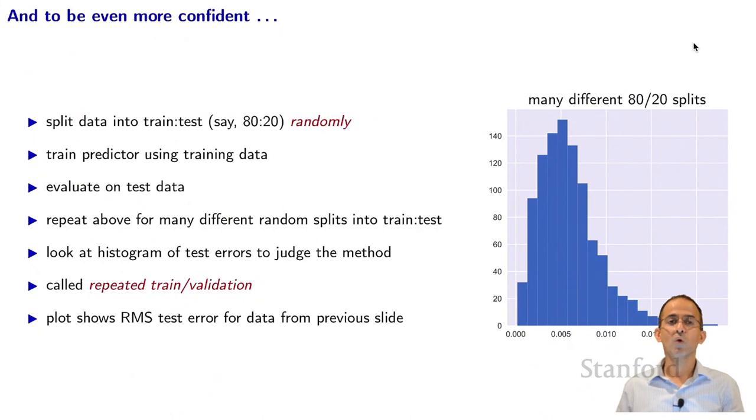We might want to be even more confident than simply having 5 different results. Here's how you might do that. You take the data and split it into a training and test split, say 80-20, but completely randomly. Train the predictor using the training data, and then evaluate the predictor on the test data. And then repeat it again 1,000 different times.